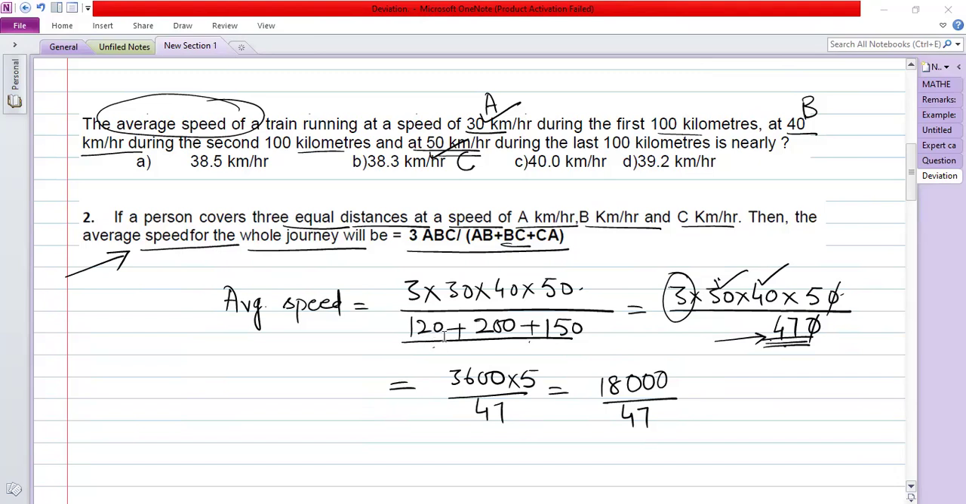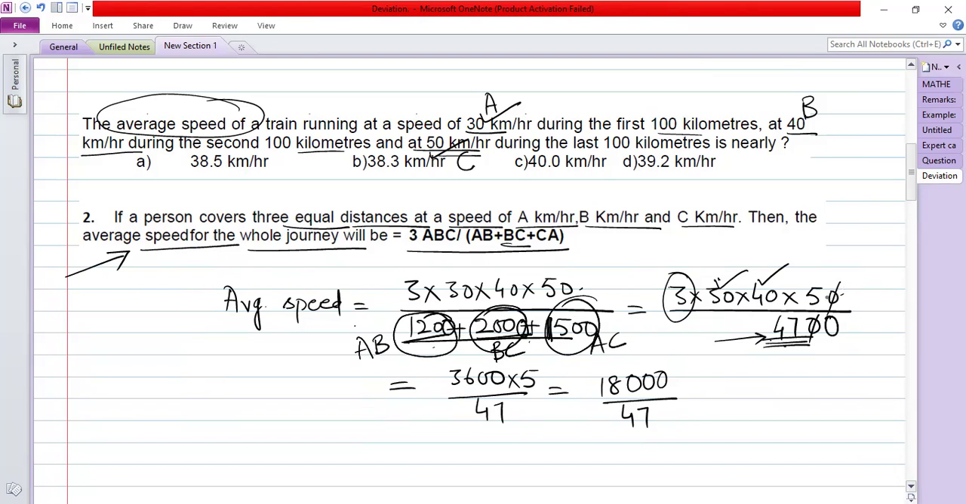Actually, I made a mistake when I was writing these values. This is AB, this is BC and this is AC. So A into B will be 1200, not 120. This value will be 1200. Similarly, here it will be 2000, and here it will be 1500. So that's why there will be one more zero.